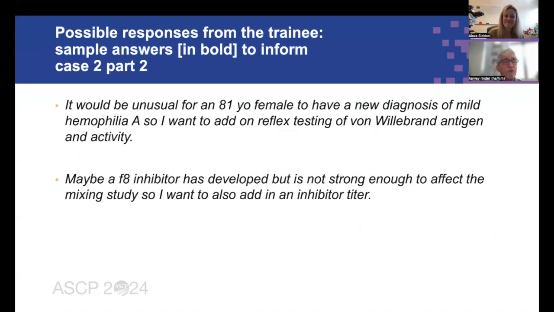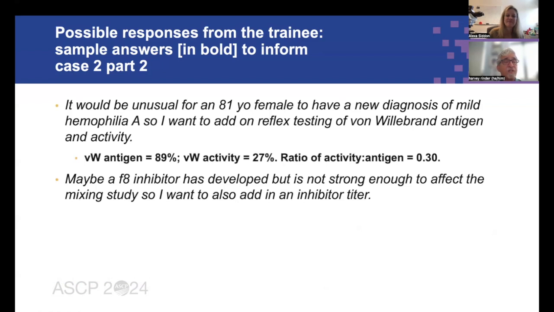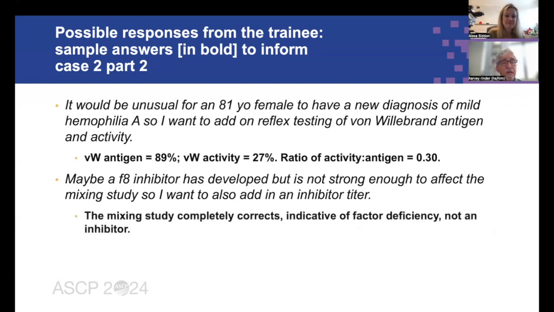Here are our responses to the questions put forward by the trainee. They want to add on reflex testing for von Willebrand studies. We do that and we find that the antigen is 89% in the normal range, but von Willebrand activity is markedly decreased and the ratio of activity to antigen is 0.30. They also wanted an inhibitor titer, but we saw that the mixing study completely corrects, indicative of factor deficiency. So we're not going to give them an inhibitor titer.